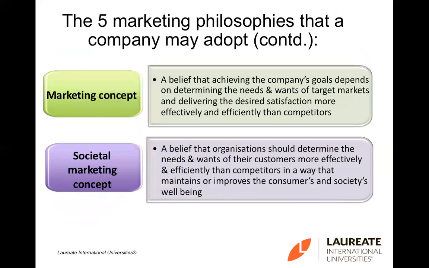Okay, and the last one is the societal marketing concept, which is basically trying to find a balance between the company's need, which is about making profits, the customer's needs, which is about satisfying their needs and wants, and the society's needs, which is about sustainability. Okay, right. So that's basically the 5 marketing philosophies.